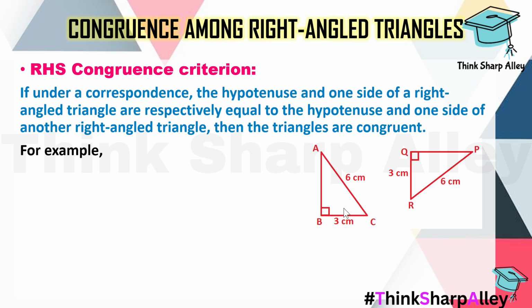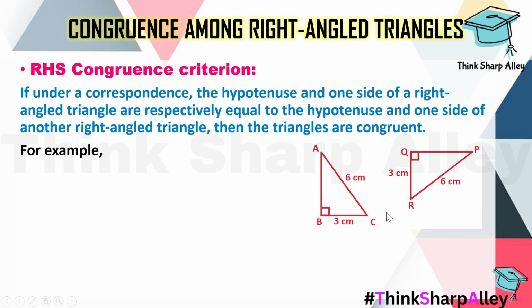So if we have a look at these two triangles, here we have one right angle, angle B is equal to angle Q. Now let us check the hypotenuse. The hypotenuse is AC over here, opposite to the right angle, that means the hypotenuse over here is PR, which are also equal. And the last side BC is equal to QR, 3 centimeters. So we can say it is RHS congruency.